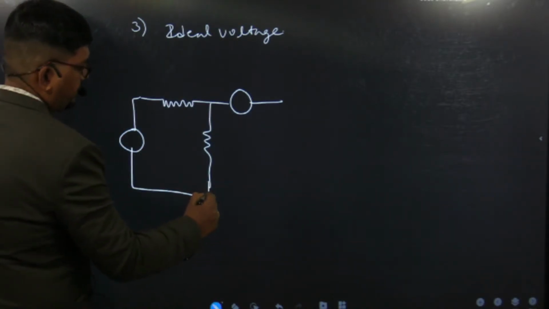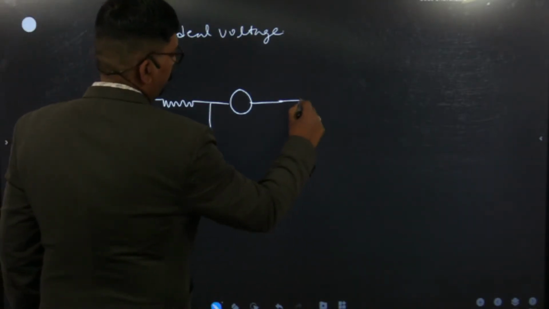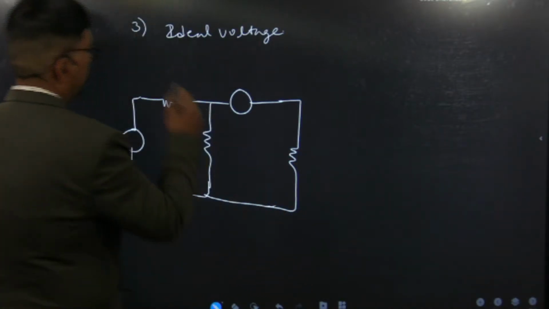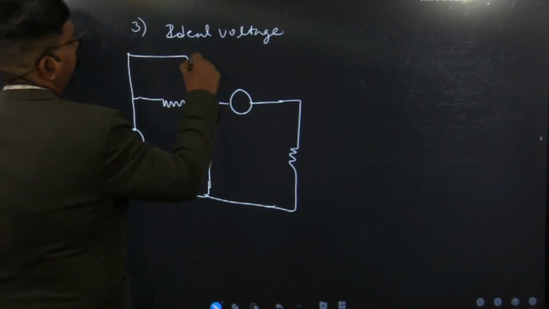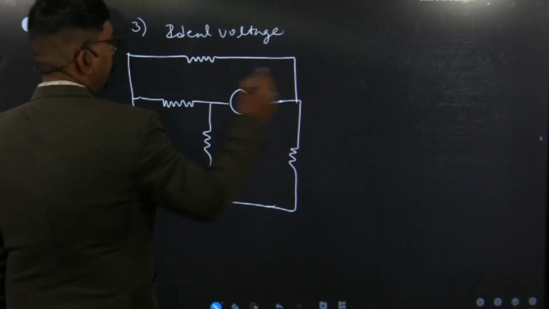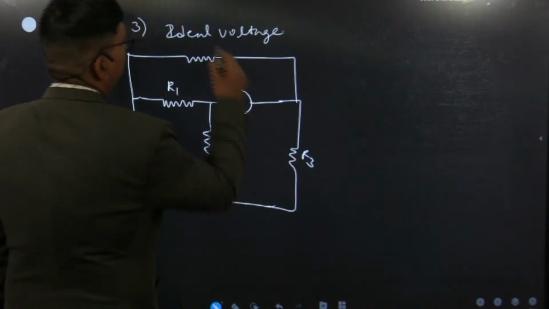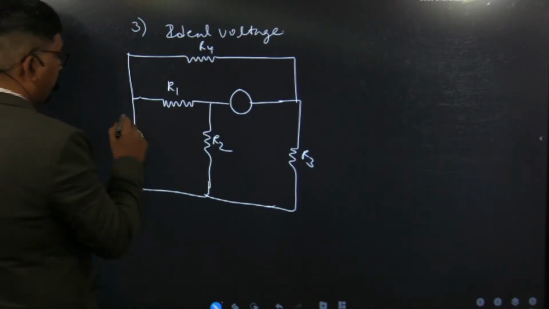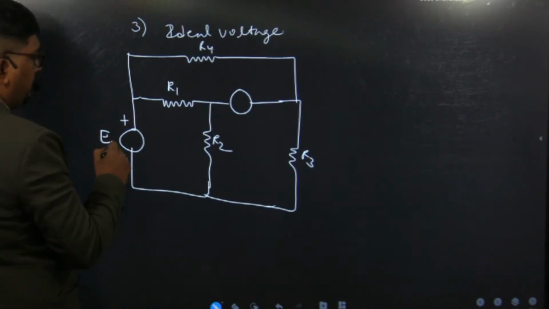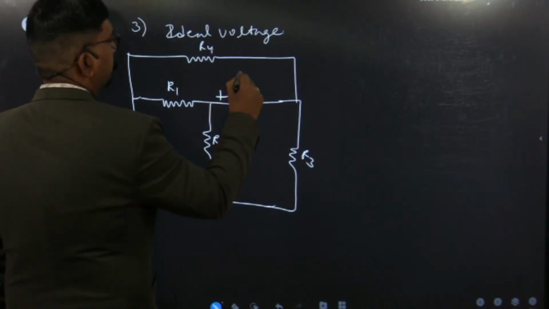Now one voltage source is connected between a non-reference and the reference node, while the other voltage source is connected between the two non-reference nodes. That is given in the figure. This is the E1, this is the E2.